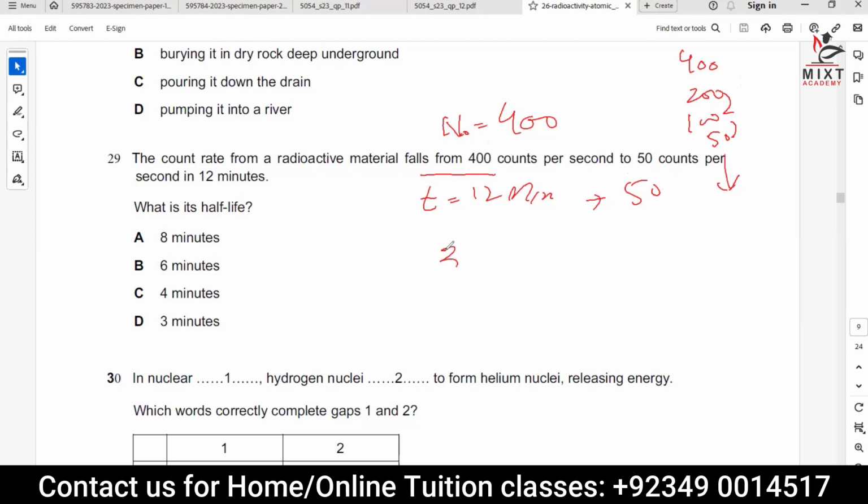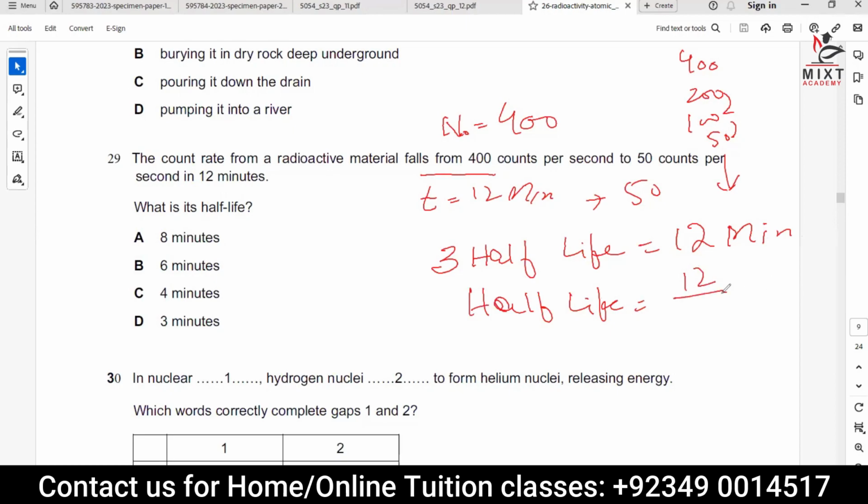So 3 half-lives is equal to 12 minutes. Students, do you understand this concept? So half-life is equal to 12 over 3, which is equal to 4 minutes. So option C is the correct answer. Students, are you clear about this now?